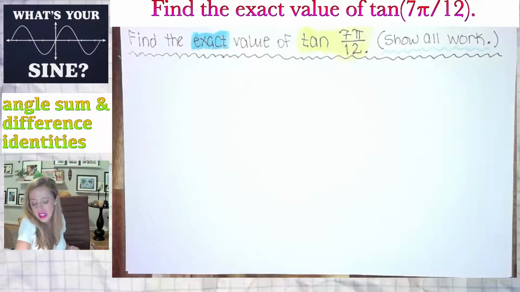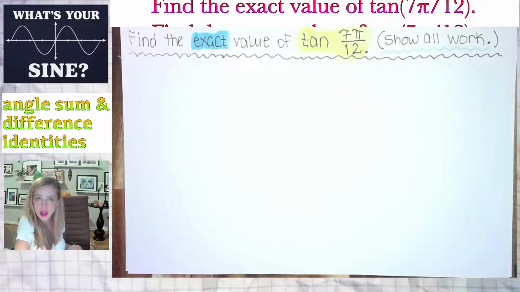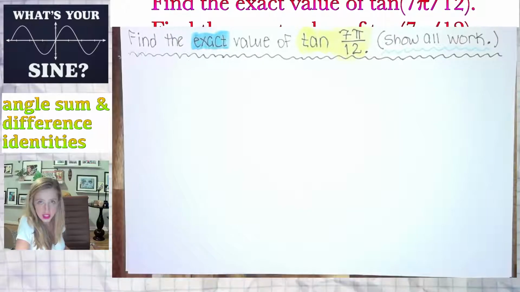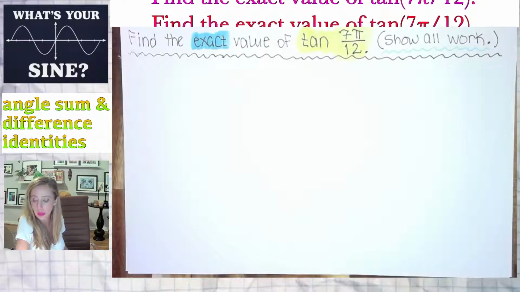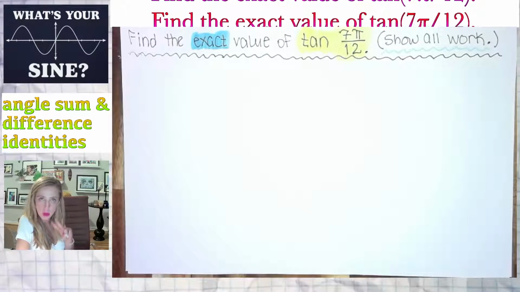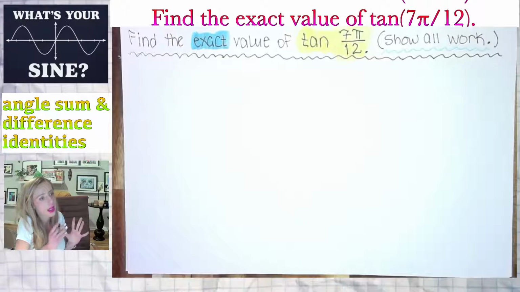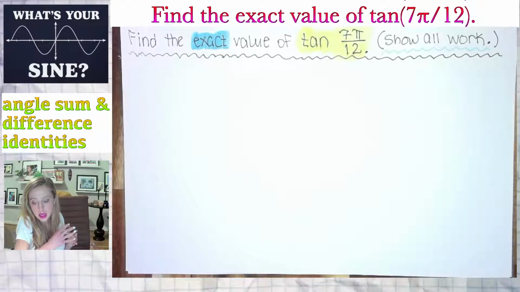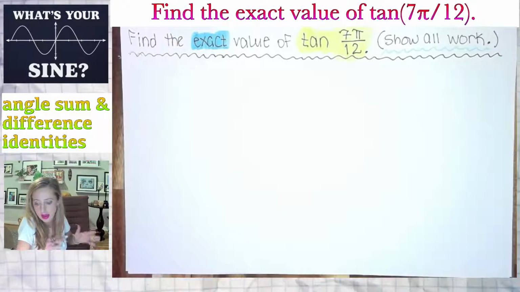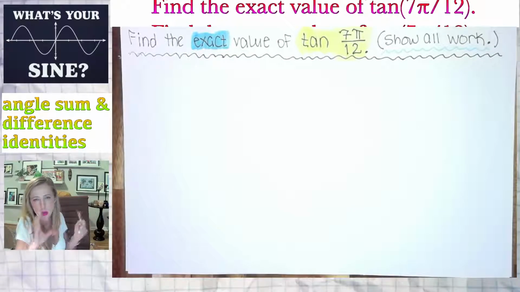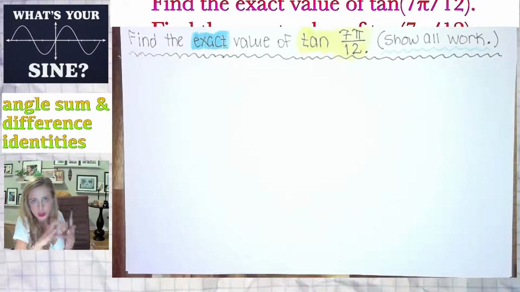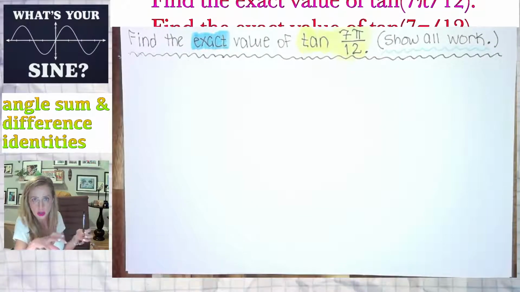Hi everybody, in this video we are going to find the exact value of tan, or tangent, of the angle 7 pi over 12, and we're going to show all work. I'm actually going to do this problem two different ways. One way using the traditional tangent angle sum identity, and the other way using sine over cosine, so the sine angle sum over the cosine angle sum.